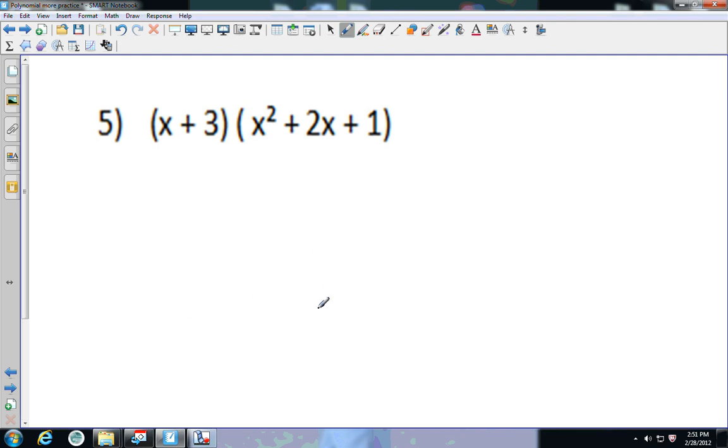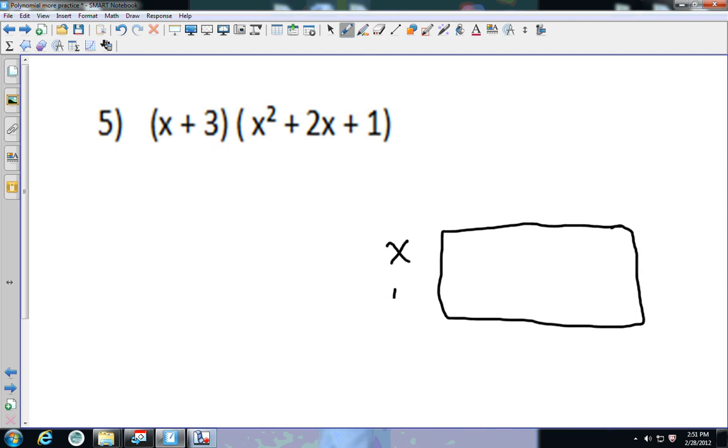Next, pause the video, come back and see how you do. Well, I'm going to do the box on this one. I'm kind of alternating. 2 terms, x plus 3, so 2 boxes. Up here I've got x squared plus 2x plus 1.